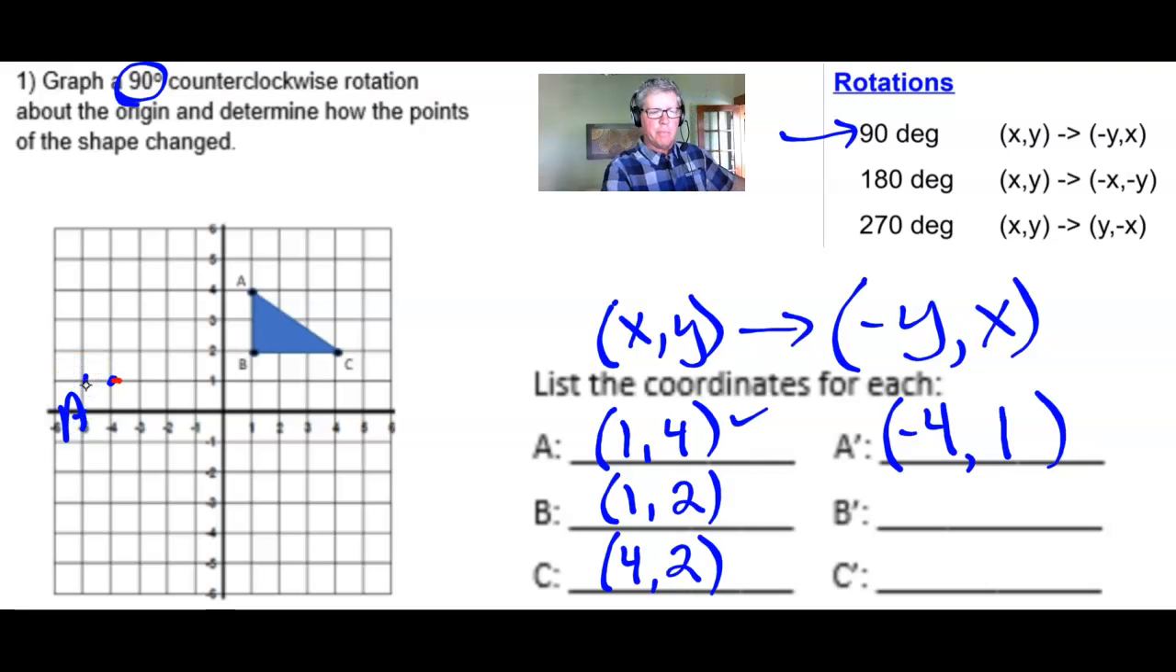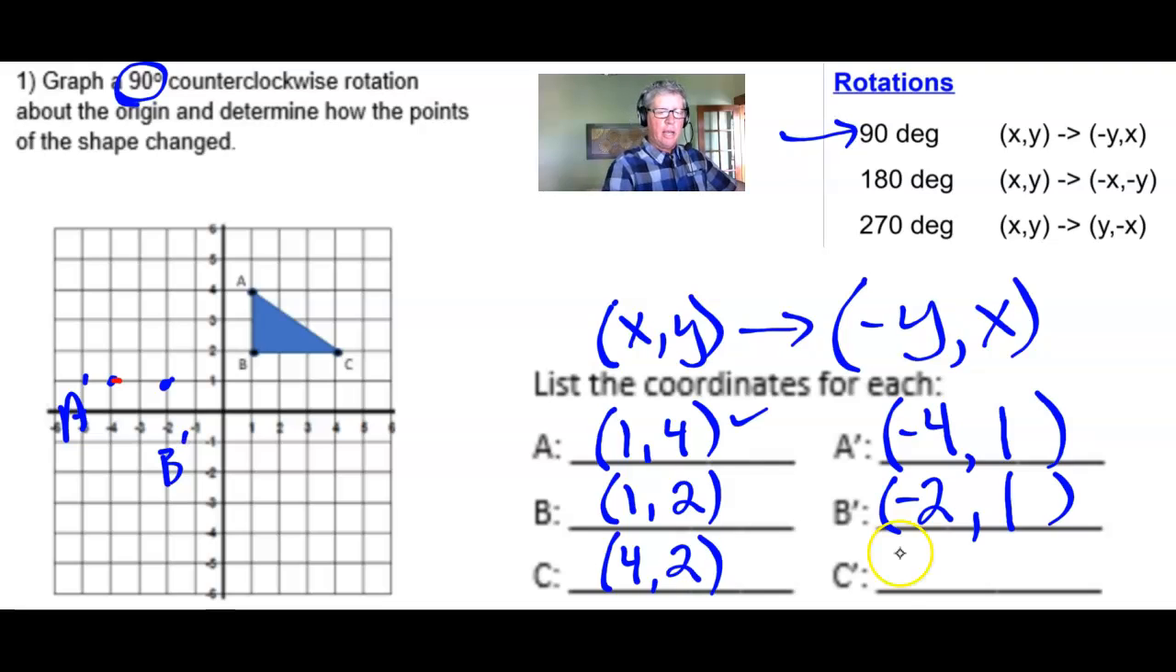Okay, let's do the same thing for B. All right, we want to find B prime. To get the first value, it says take the opposite of the original y value. So I go to the y value, it's positive 2. I take the opposite of that, negative 2. And to get the second value, I look at the x and I get positive 1. So negative 2, 1 is right there. That's B prime.